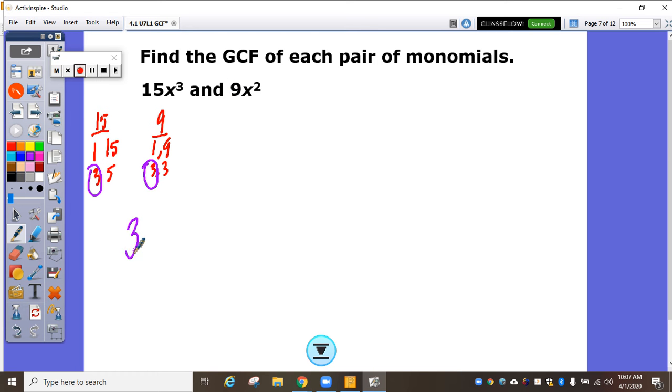Now, when we're looking for the greatest common factor of the variables, in this case x, I'm going to pick the one with the smallest exponent. I have an x to the third here and an x to the second here. So if I have an x to the third and an x to the second, my greatest common factor is this one. So 3x squared is my greatest common factor.